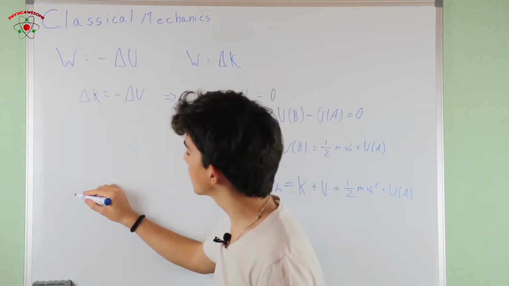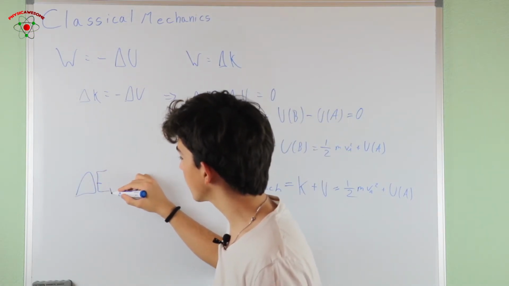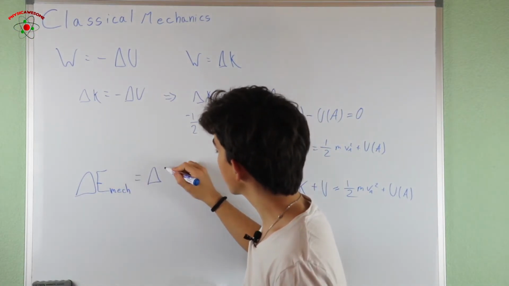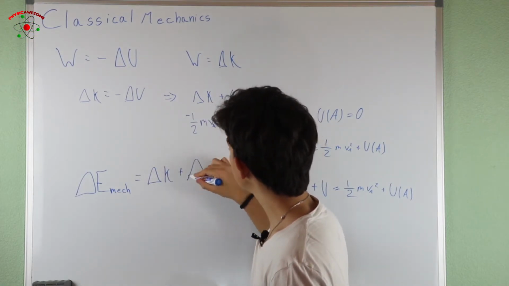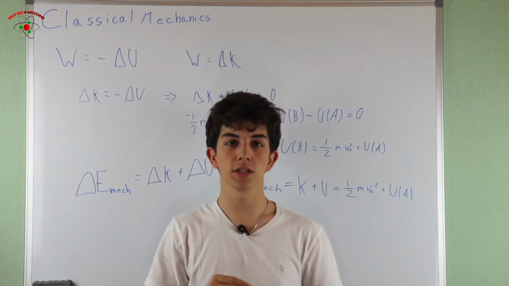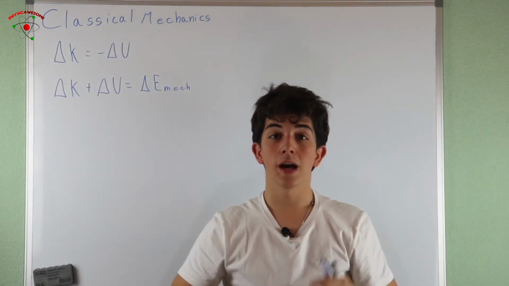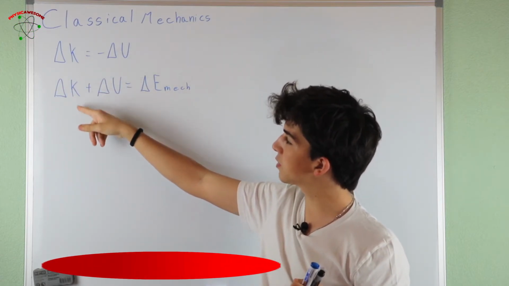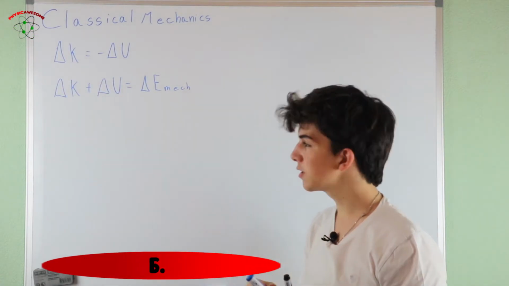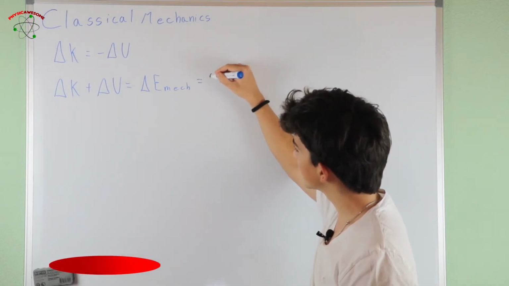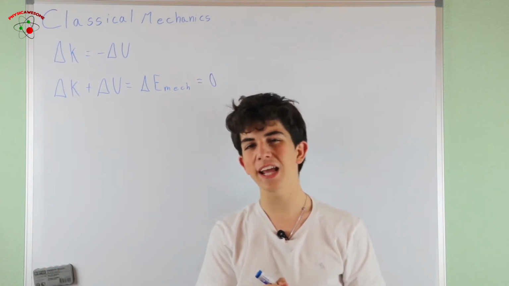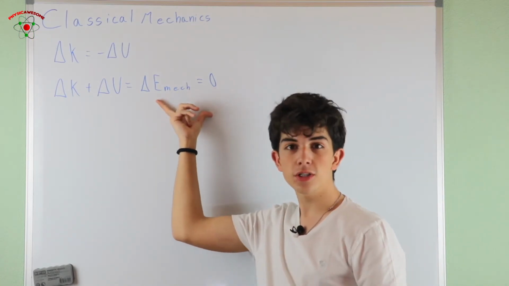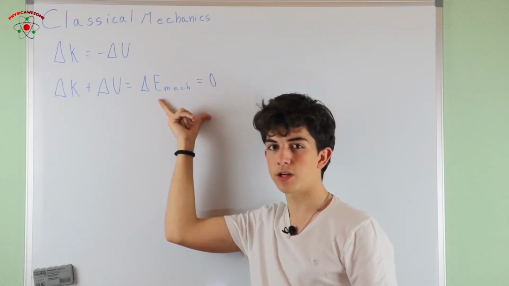So we define the change in mechanical energy to be this quantity, delta K, the change in kinetic energy, plus the change in potential energy. As some of you may have already noticed, if we substitute it in here, we will get that the change in mechanical energy equals 0. But in our daily experience, we don't experience this. This is what is called the conservation of energy, the conservation of mechanical energy.